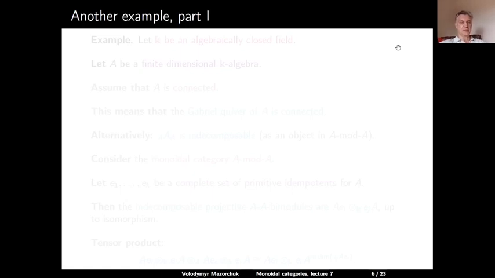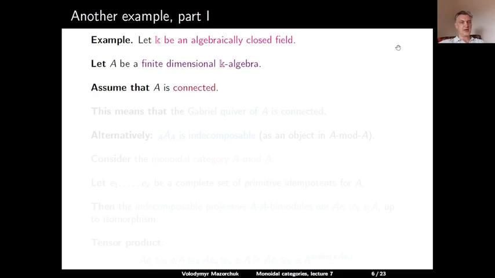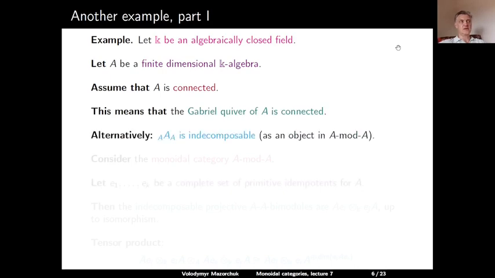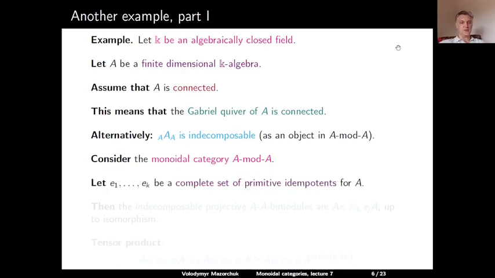So here is another example. Let K be an algebraically closed field. Let A be a finite-dimensional K algebra. Assume that the algebra A is connected in the sense that the Gabriel quiver of A is connected. This is equivalent to saying that the regular A-A bimodule A is indecomposable as an A-A bimodule. Consider the monoidal category of all A-A bimodules.